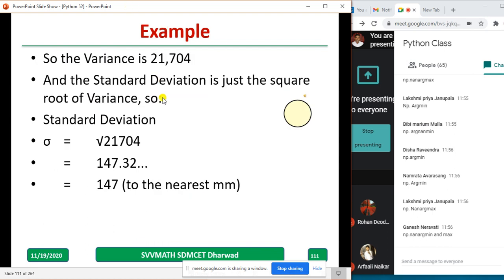So the variance is 21,704 and the standard deviation is just the square root of the variance. I can write down the square root of 21,704. I got 147.32. Nearly you can say 147. To the nearest mm it is 147. You need to copy, spend a few seconds and try to understand.